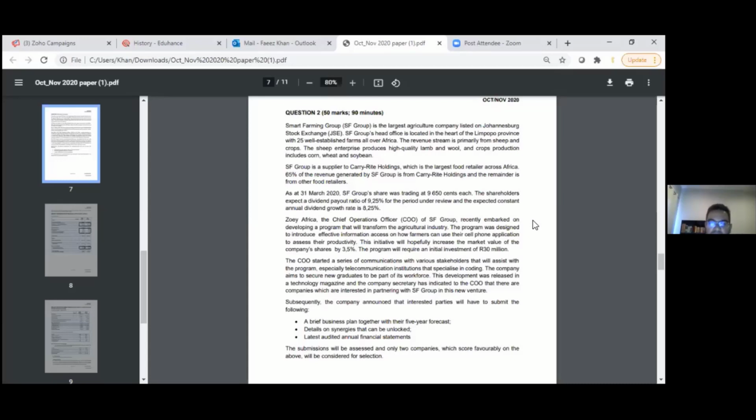Subsequently, the company announced that interested parties will have to submit the following: a brief business plan together with a five-year forecast, details on synergies that can be unlocked, latest audited financial statements. The submissions will be assessed, and only two companies which score favorably on the above will be considered for selection.